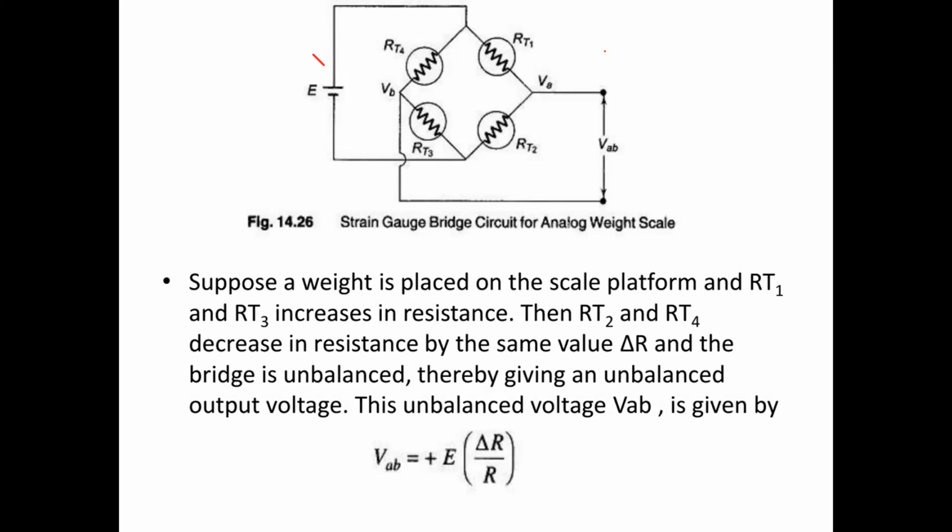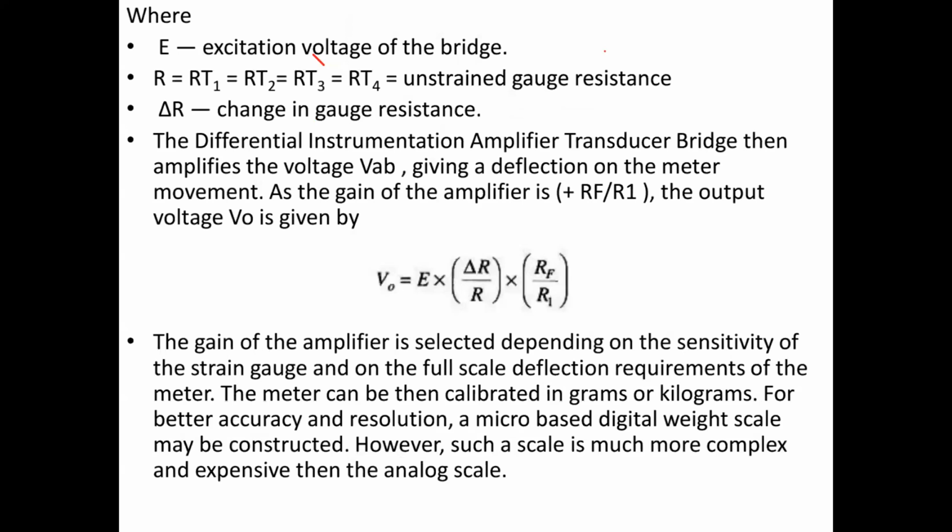Okay. So next, this is what E naught is equal to E into delta R by R into RF by R1. So this is the way they are going to measure the weight, or the amount of force you are going to apply, that is going to be indicated in the meter. So this is all about transducer.